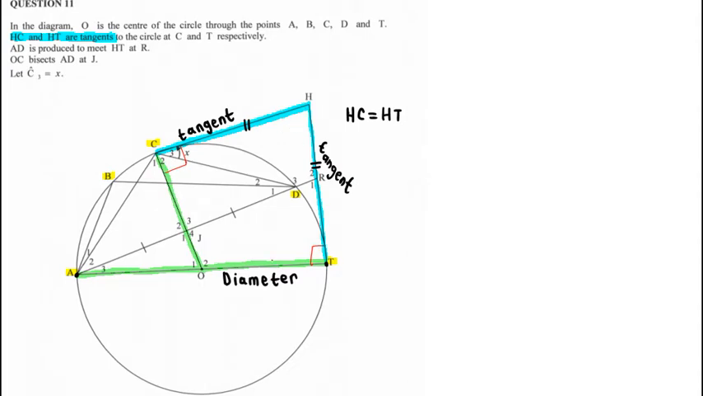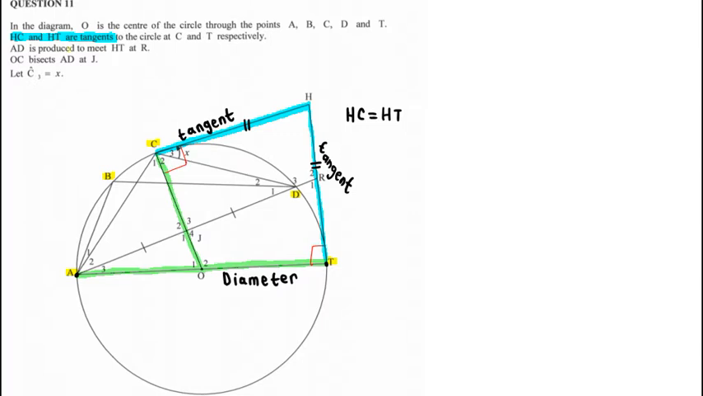Can you see that you've actually proven, without them even asking you, that CHTO is a cyclic quadrilateral? Which means that we would be able to draw a circle around those points. So if that comes up, that is definitely the proof that we are going to go for. Okay, now let's see, what else do they say?